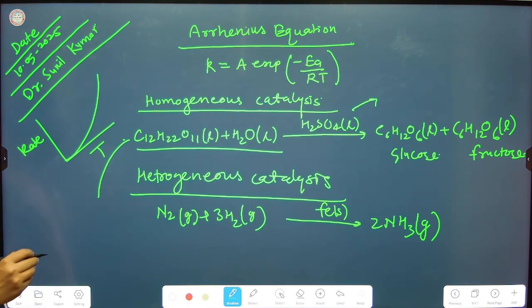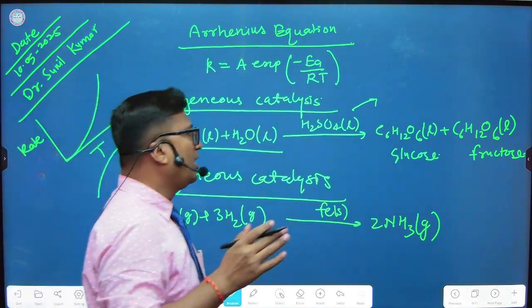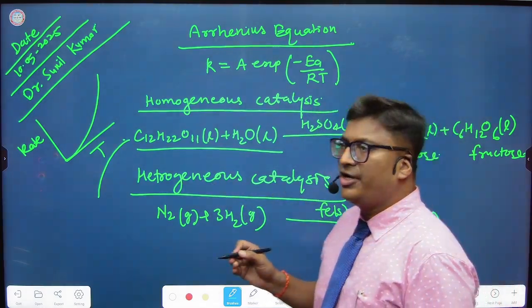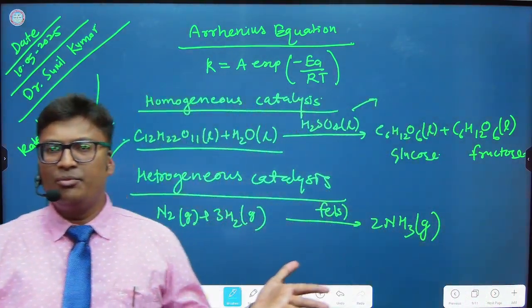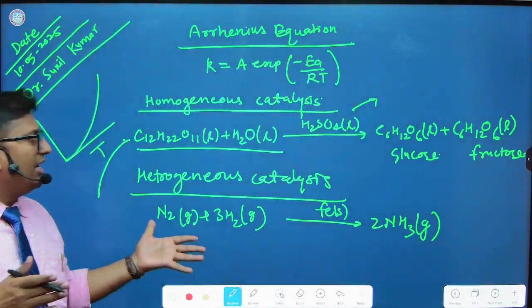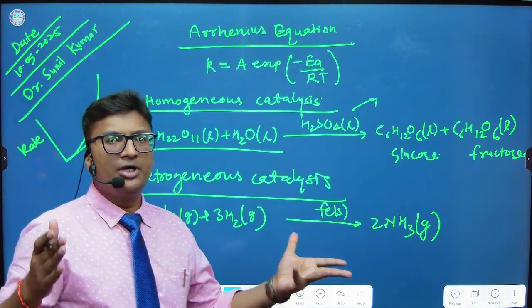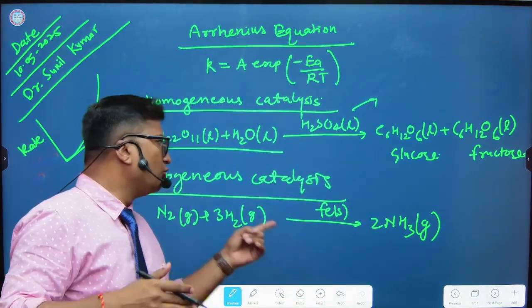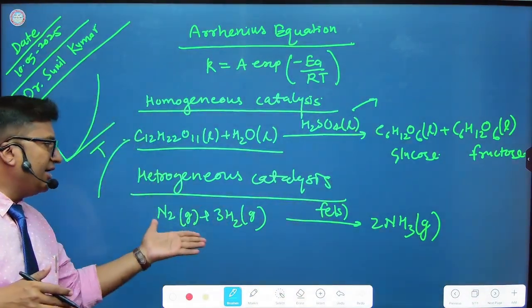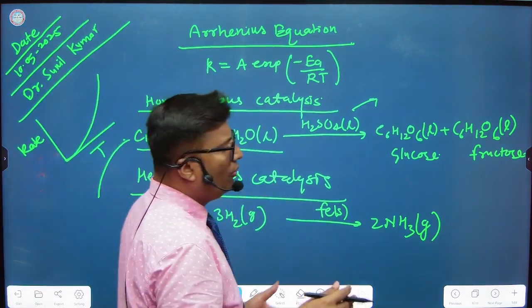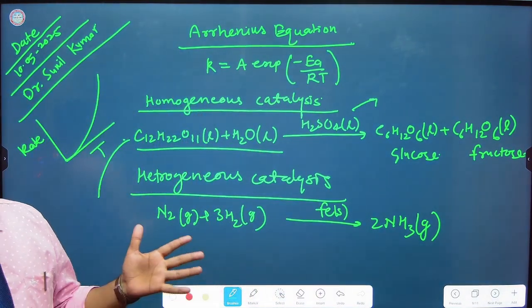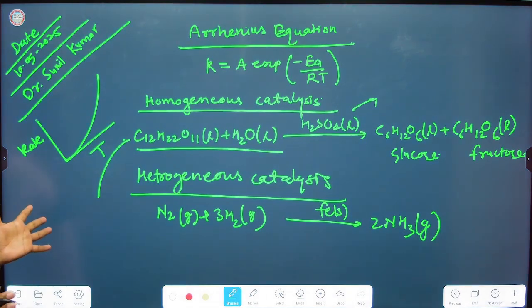And another kind of catalysis is heterogeneous catalysis, right? So heterogeneous, as its name indicates, there will be a different phase of the reactants as well as of the catalyst. So both reactants and catalysts will be in different phases, right? And the reaction progresses and the product is formed in this process.